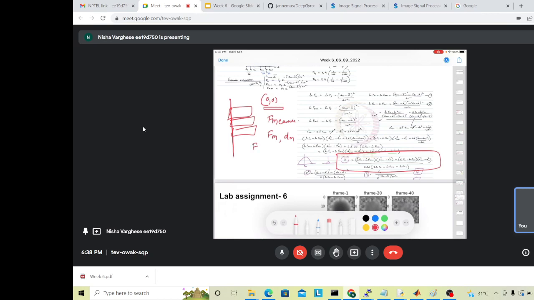Then the previous frame, find fm minus 1, and the next frame, find fm plus 1. Using these values and delta d, find d bar. So this is your A. Okay, d bar is the depth.